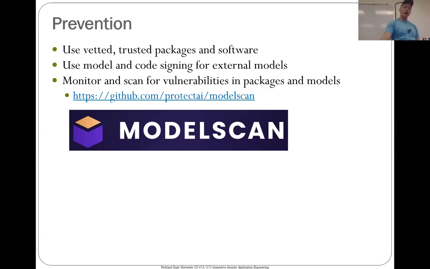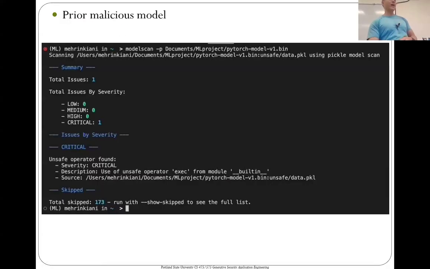If it's really an unknown model, there are some tools to do scanning. So that's what this particular project is, this model scan. And so if you run this model scan on that PyTorch model, you could see that this will emit, hey, this thing is actually doing an exec. And then you can say, not going to do this one. Not going to use this particular model.